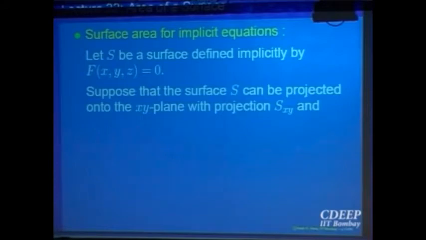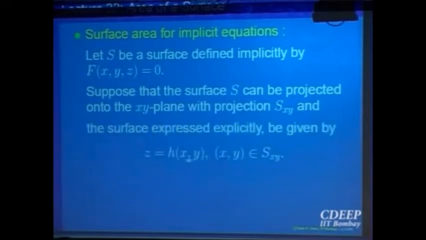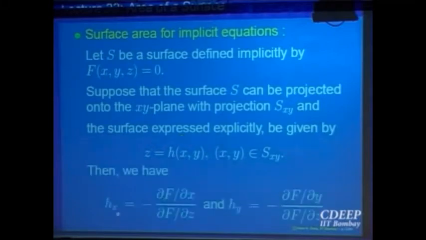Let us say we are able to represent z in terms of x and y. Finally, we will try to remove this z from the picture completely. If this is representable, then z is equal to h(x, y). What was the normal vector when z is equal to h(x, y)? It is minus hx i minus hy j plus k. The partial derivatives of this function h, by the implicit function theorem, can be represented in terms of the partial derivatives of the function f(x, y, z). That is the only main thing to observe.